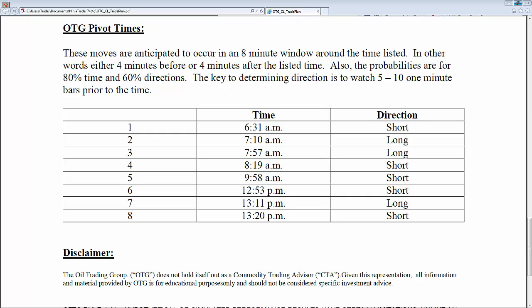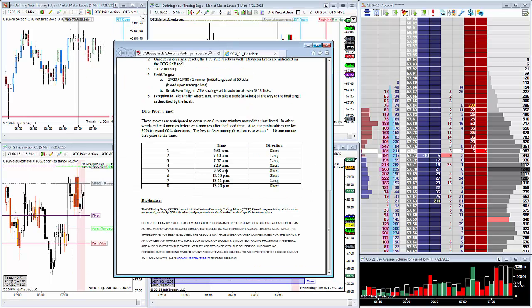But suffice it to say, it's just available now for the pit open, but eventually we'll get it to where it's overnight. Also, we're going to be publishing these for the ES as well, and that will begin next week. All right, so today, the first pivot that we posted was 6:31. The next pivot time was 7:10 a.m. Again, these are all published prior to them occurring.